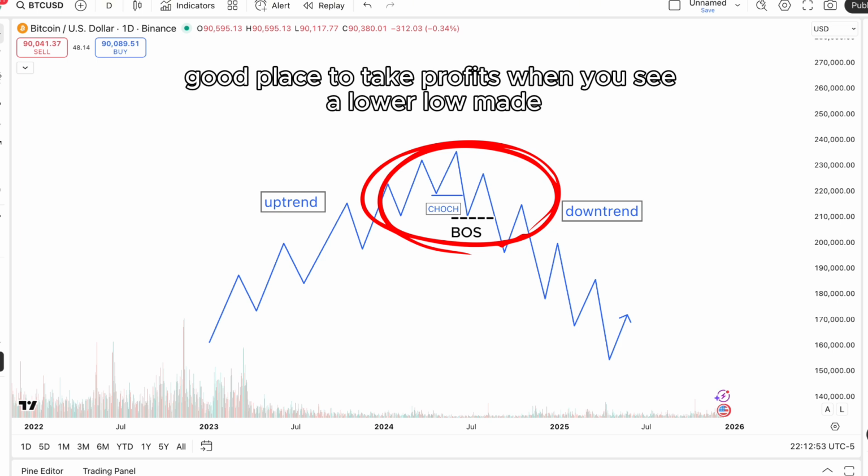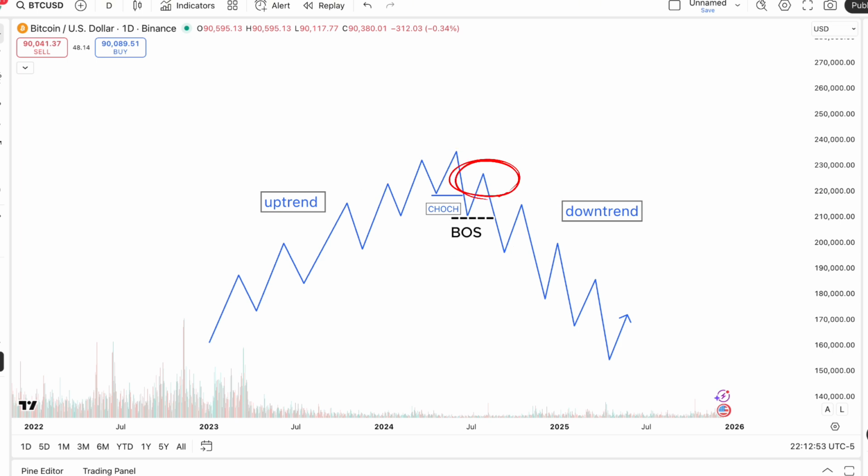After the first shock, price often bounces, as we see here. This is the retracement. This is where most traders get trapped. They think, oh nice, it's going back up. The trend is fine. Let's buy the dip again. But here's what I'm watching.